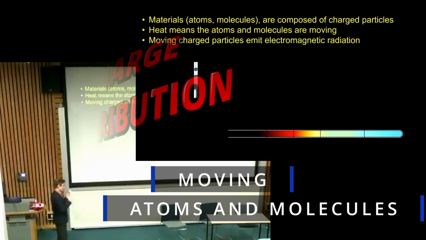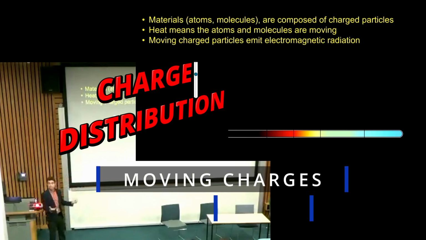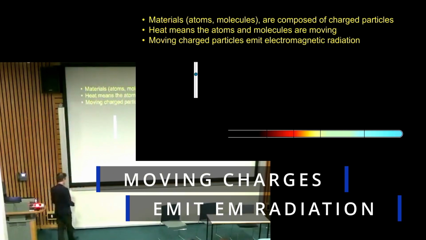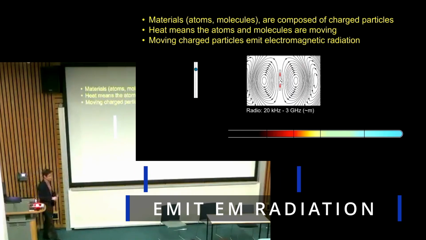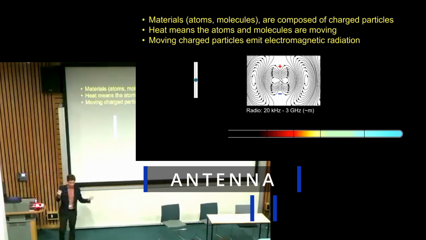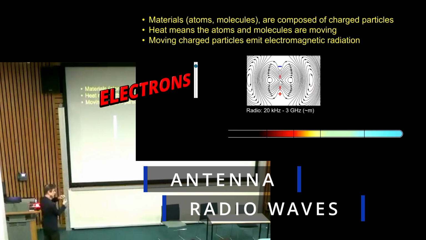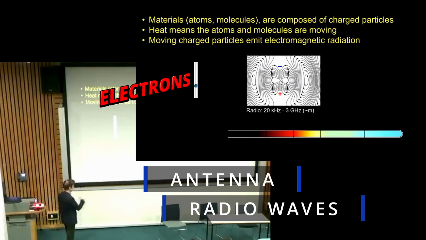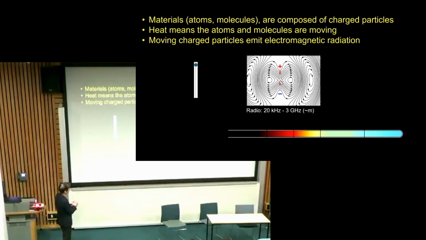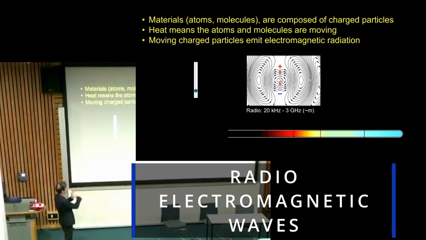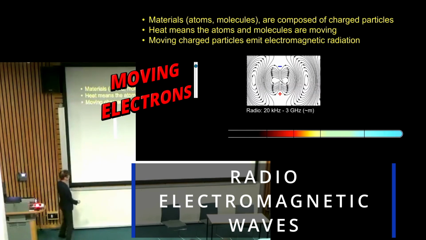Atoms and molecules have charge distributions typically, and moving charged particles emit electromagnetic radiation. So simple examples of understanding this might be an antenna for transmitting radio waves. There you've got electrons being accelerated up and down the antenna, an aerial if you like, for the receiver, antenna for the transmitter. And so that's how we get radio electromagnetic waves, by moving electrons up and down quite a large scale object.